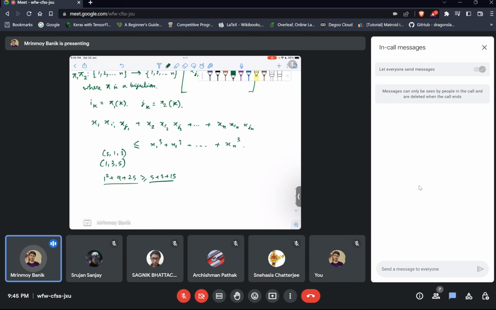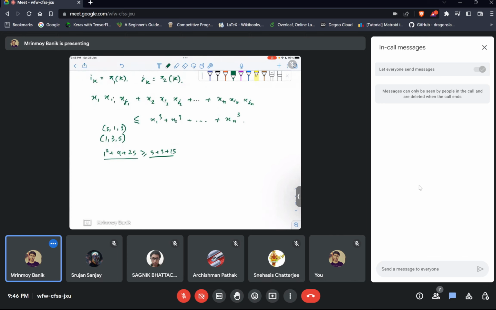So using that, for the n equals 2 case, this basically boils down to: if you have two sets of observations, A, B and X, Y, then if you take A, B and X, Y, that would be greater than or equal to if you reverse the order. So AX plus BY is greater than or equal to AY plus BX.